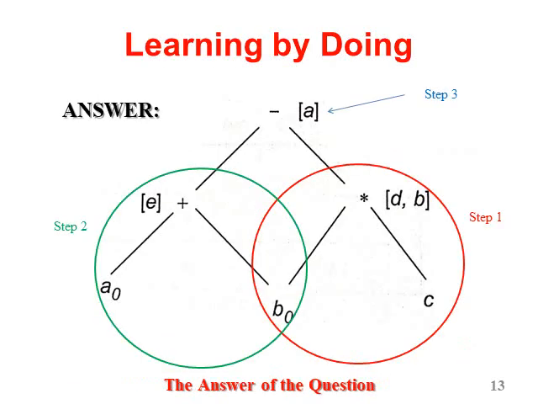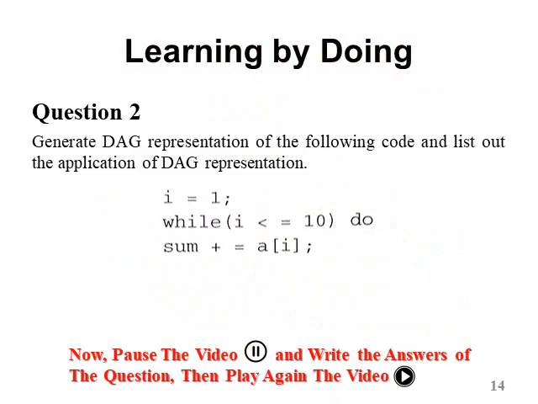Now here is the answer. This is the DAG of your question's 3 address code. Here step 1, step 2 and step 3 are written to show how it is constructed. In the first step we construct the first part, then in green color is the next part, and third we draw the root part. So this is the answer of the learning by doing.